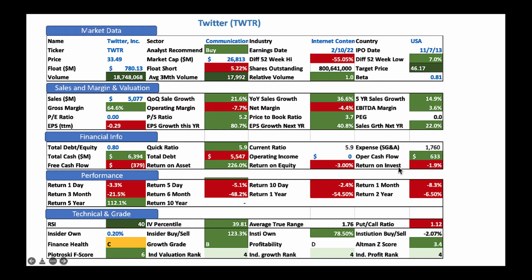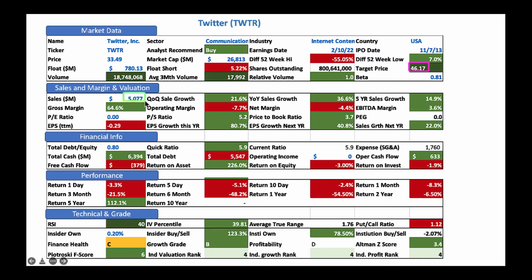All right, now let's look at a quick snapshot here. Look, Twitter is a $33 stock. It had its IPO back in 2013, and it's down 55% from its 52-week high. That's a huge correction. It's hovering around the 52-week low, just 7% higher from the 52-week low here. We have a target price of 46 here, and we have sales, a nice $5 billion.